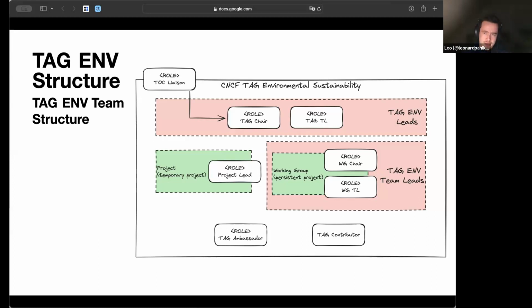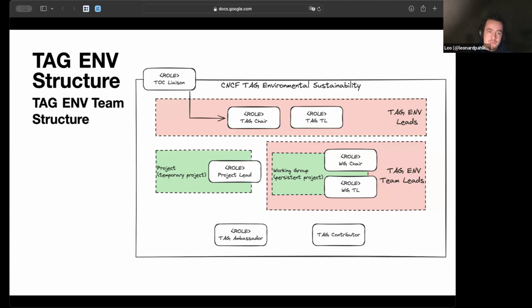So we have the chairs and the tech leads. These roles are kind of like the leadership roles of the tag. There's a couple of things. So for example, the tag is, and this is better described on the next slide, basically responsible for a certain domain in the CNCF. So as I talked about, there's also security and all those other things. So all those domains, we have for the major domains tags.